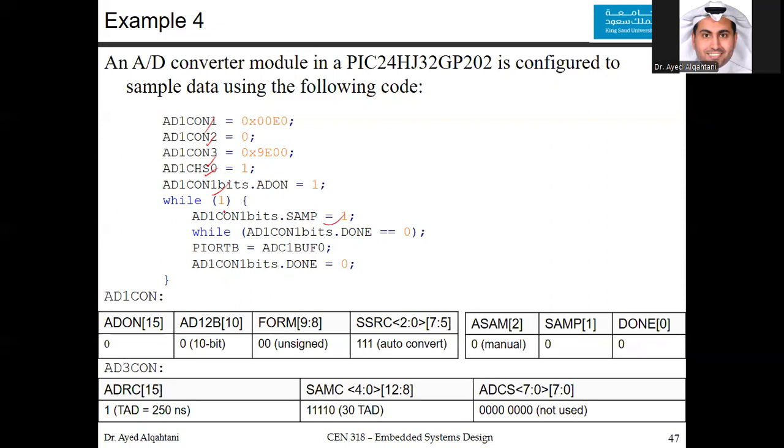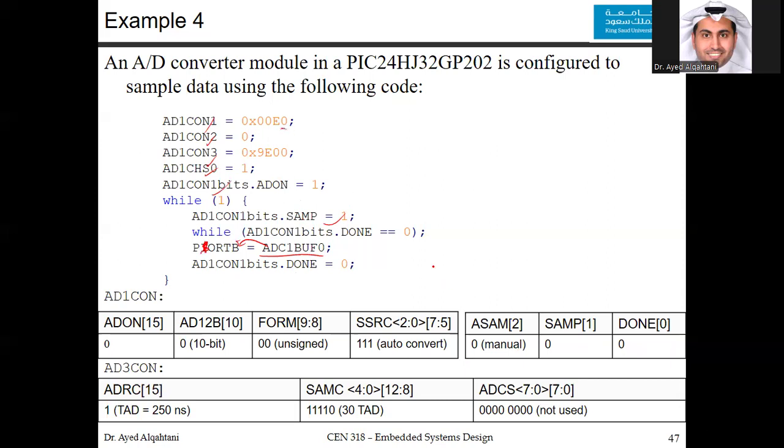Usually, I like to put it right there. Done, sample, wait for this done to become 1, and then plug in the value of the buffer of the ADC into port B. This is supposed to be port B. Now from this, we will just plug in the values in the table to understand them better.